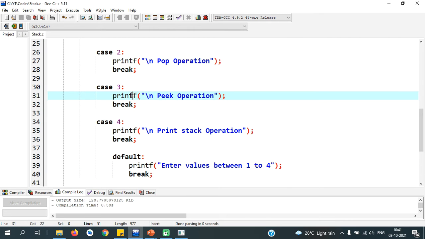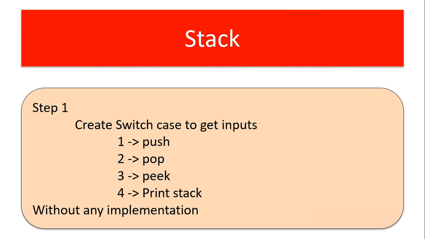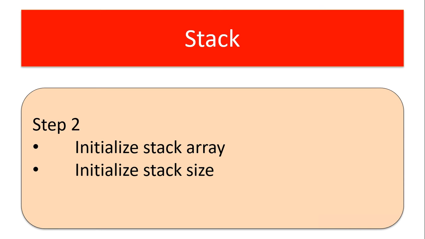Right. So now, as far as our PPT is concerned, we have created a switch case with push, pop, peek, and print stack without any implementation. So it is now ready to receive user input, and it will send the control to respective operation push, pop, peek, and print stack. Now our second job is to initialize stack array and then initialize stack size.